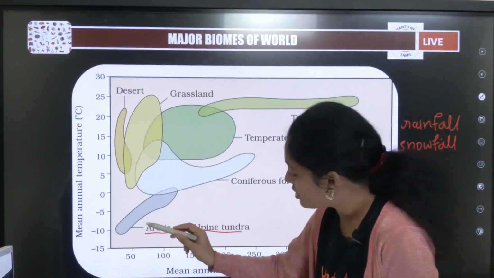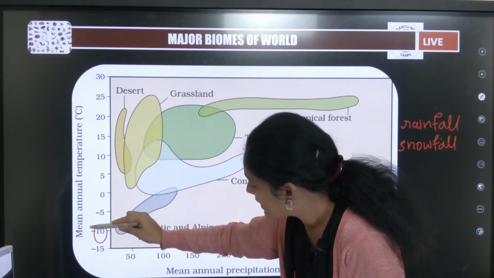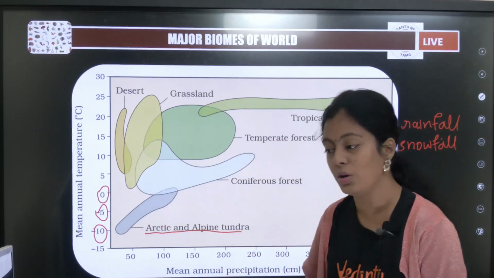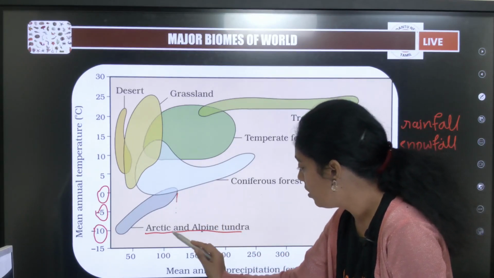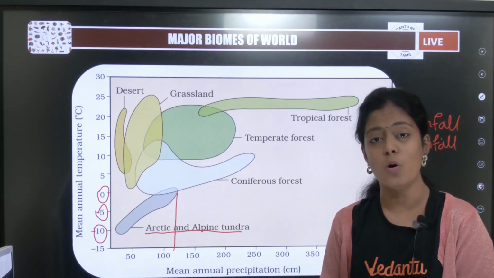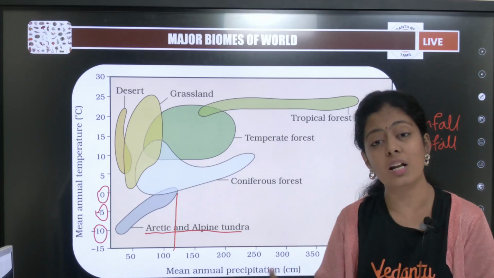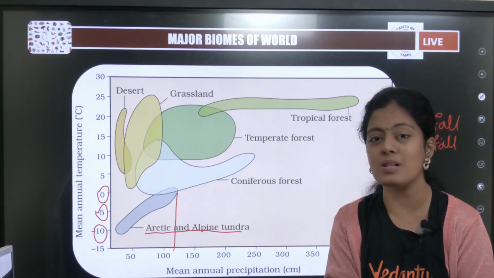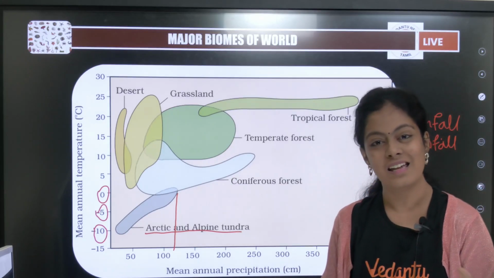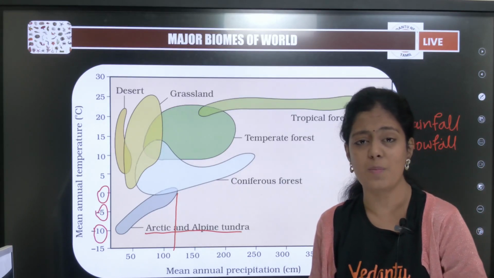Here look at the temperature, it is very low: -10, -5, maximum 0 degrees. And you can also see the mean annual precipitation is also low. So the vegetation there will be less. What is vegetation? The naturally growing plants, the flora, will be less, correct? As a result, the animals which survive there will also be less. Yes or no, pasangla? A very, very important point.